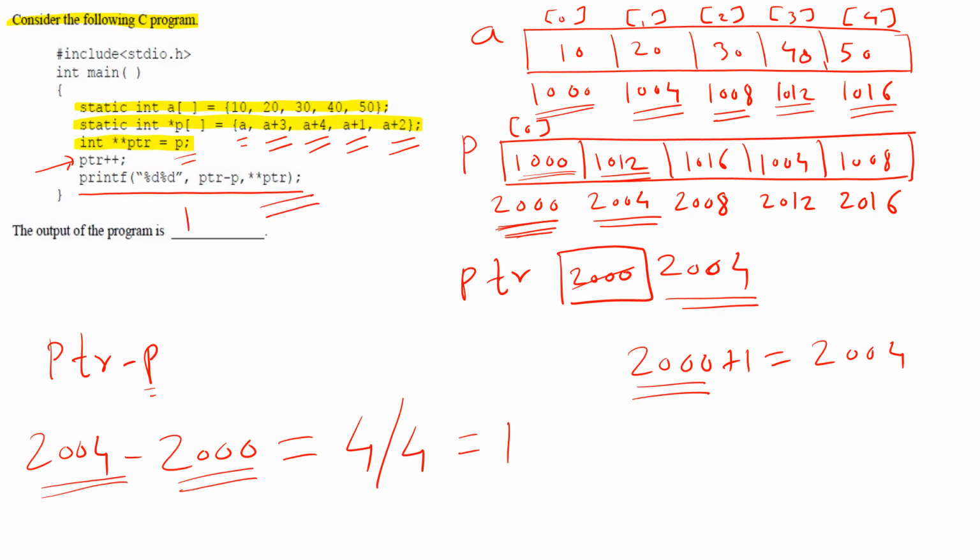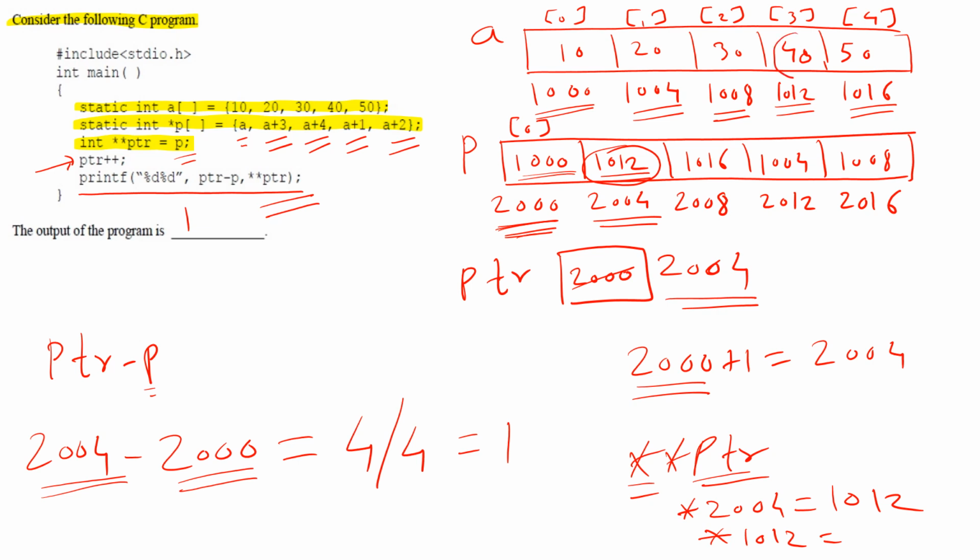And next we are simply printing star star PTR. You know what PTR is. PTR is 2004. A star on that will give you 1012, and a star on that gives the value at address 1012, which is 40. So the next output is 40.